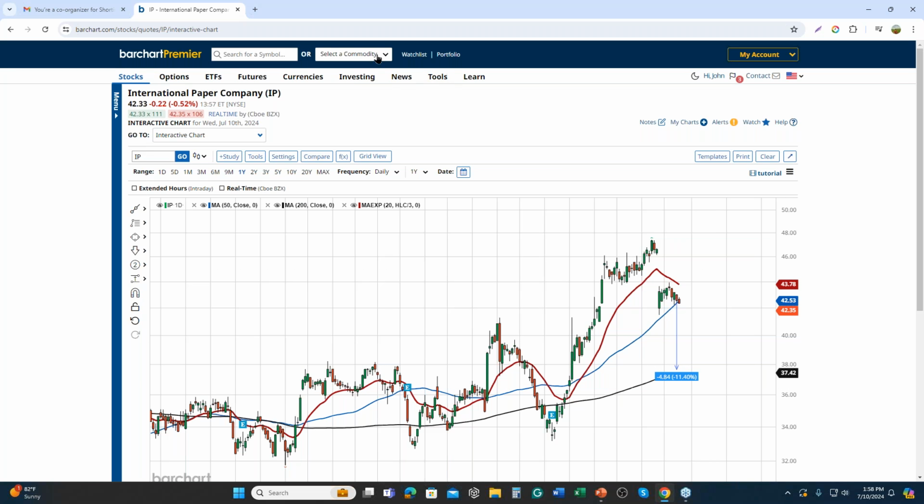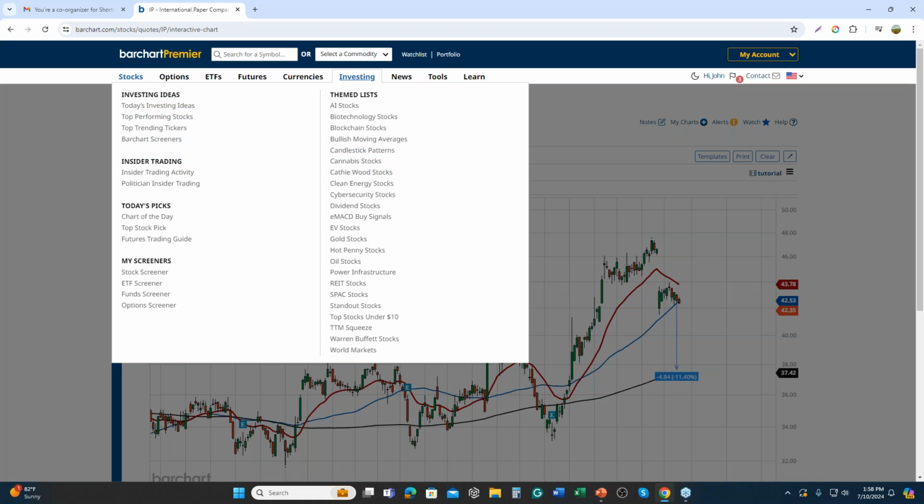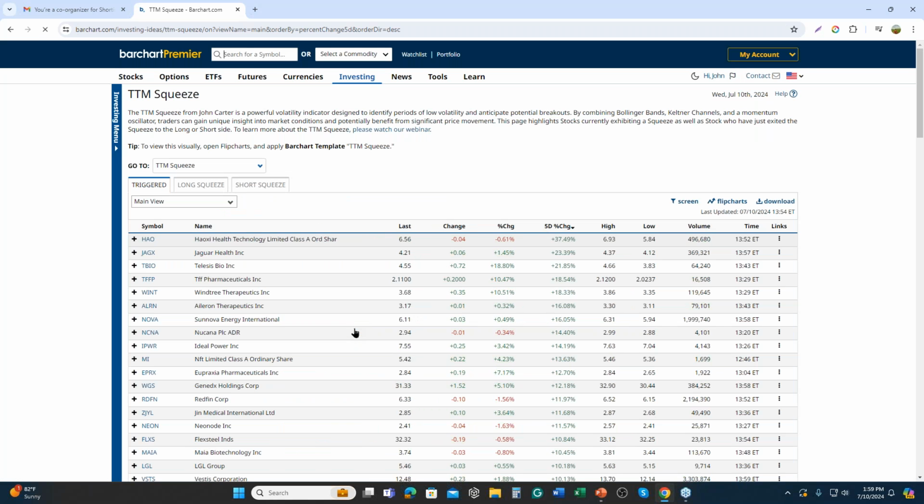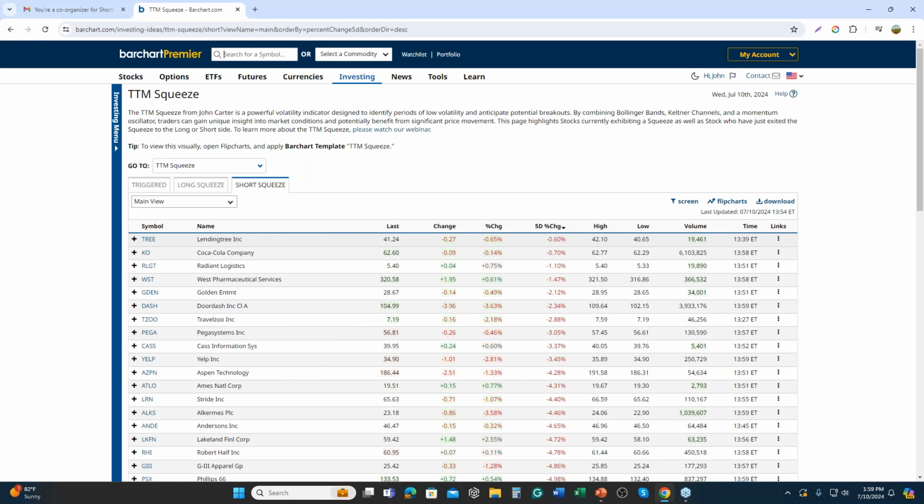All right, and the final one is under the investing page. Go down here where it says TTM squeeze. Now, this is an indicator that looks at price volatility. What it's telling us is the market has been in a consolidation period, in other words, that sideways or potentially that distribution pattern. And I'm going to click on short squeeze. And what this is telling me is the market has been in sideways price action and now is breaking out to the downside.